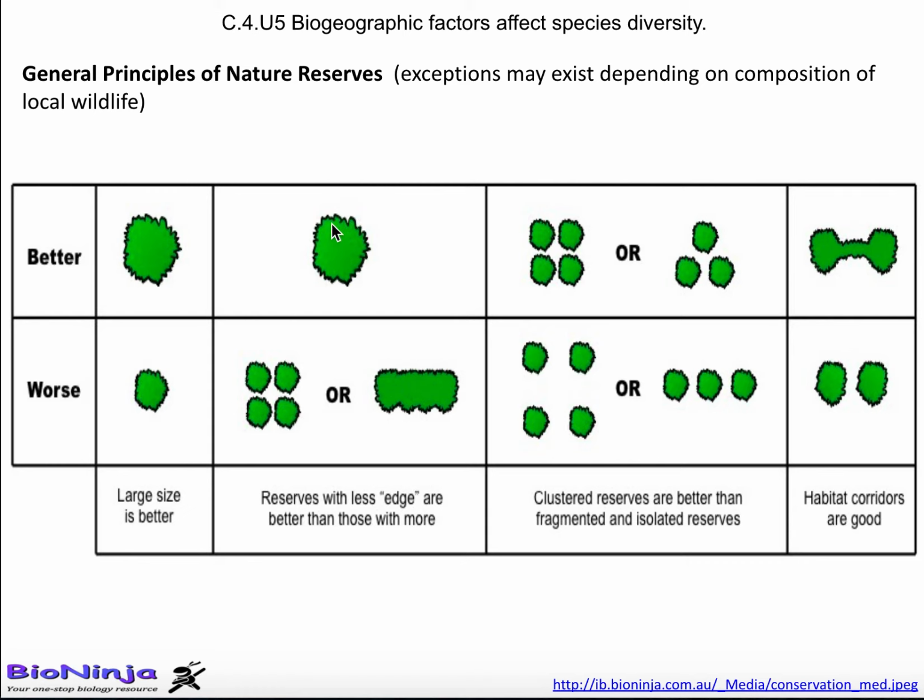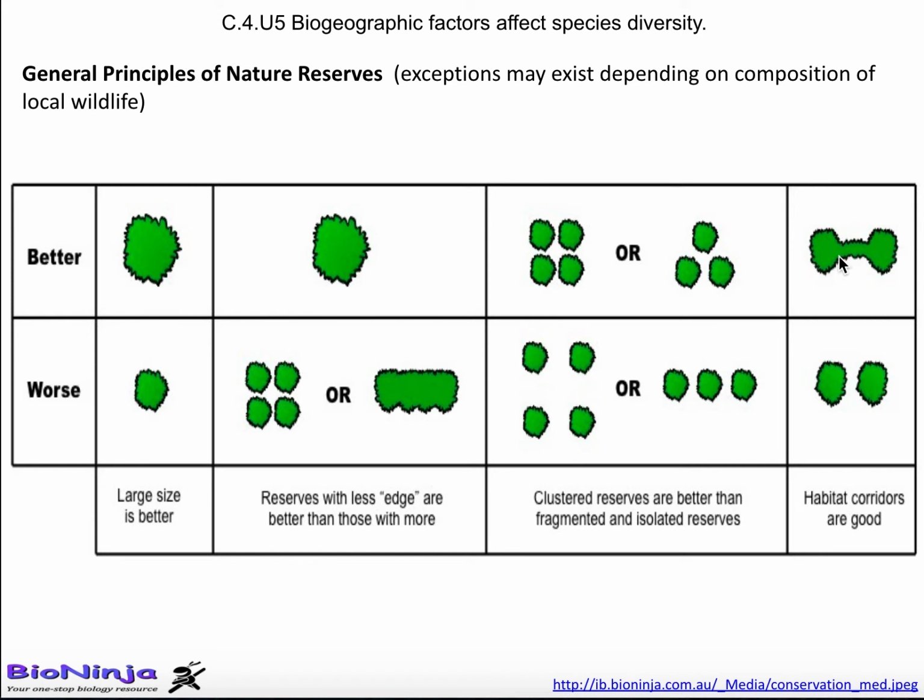This is not fragmented, so this is better, where these would be worse because they're more fragmented and there's more edge effect. If they have to be fragmented, these are better because they're closer together, so the species don't have as far to go if they need to get to each other, and they can have corridors built between them better. So clustered is better than spread out in isolated reserves.